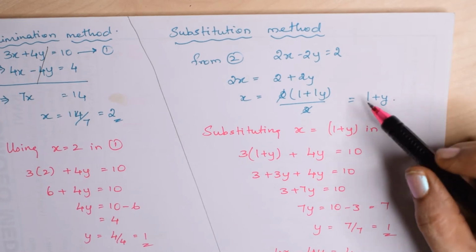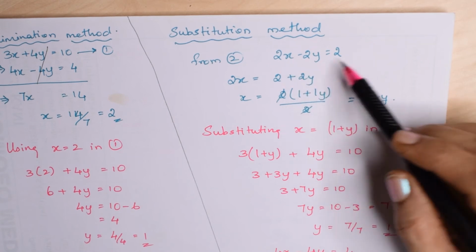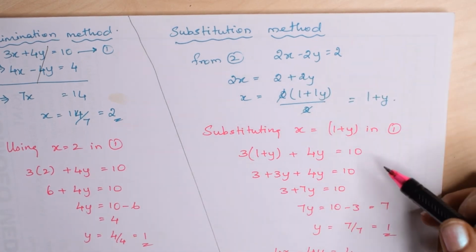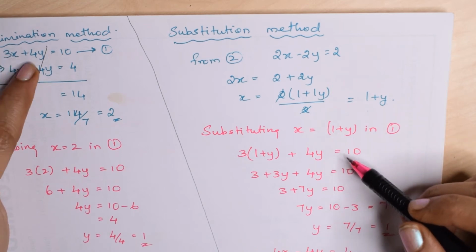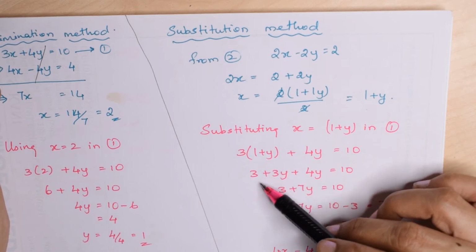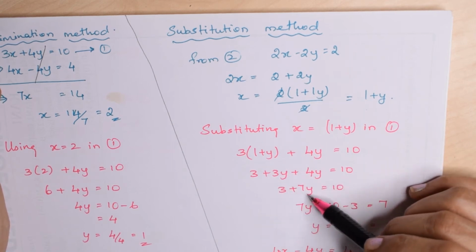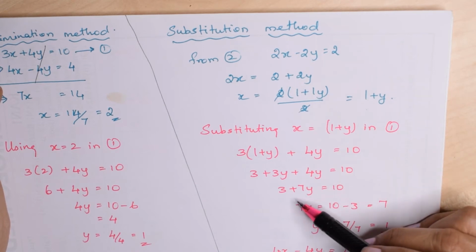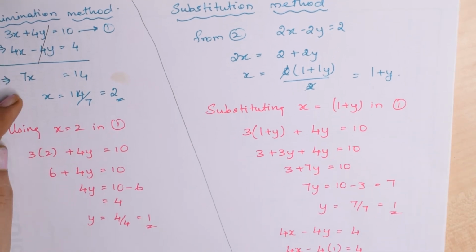I am substituting this value, 1 plus y, in the first equation. This is from the second equation, right? So I am using it in the first equation now. 3 in the place of x, I use 1 plus y plus 4y is equal to 10. Okay, so 3 I bring it inside. 3 plus 3y plus 4y is equal to 10. When I add, this becomes 3 plus 7y. And again I bring the 3 to the right hand side, and it becomes 7y is equal to 7. So y's value is equal to 1.